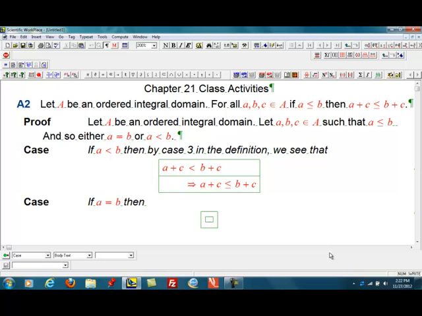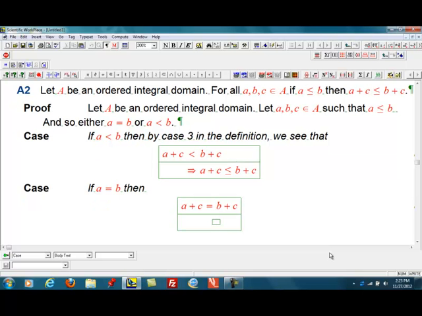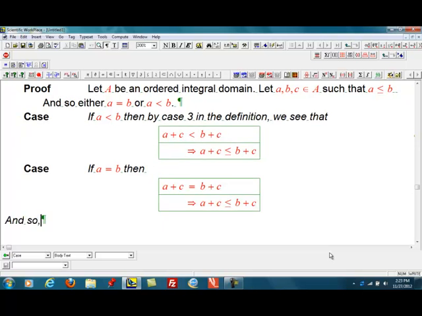Okay, so if A equals B, tell me about A plus C and B plus C. Equals. Yeah, you didn't change anything on either side, so you know that A plus C equals B plus C. What does that tell you then? A plus C is less than or equal to B plus C, because you have one of your or conditions satisfied. And so, in both cases, we see that A plus C is less than or equal to B plus C, as desired.